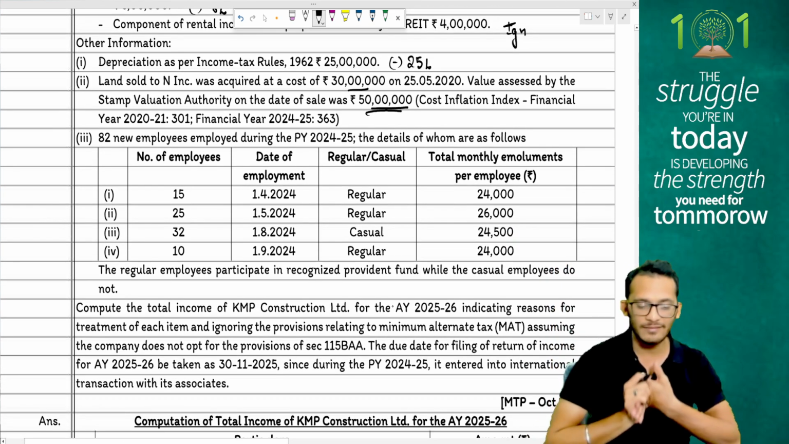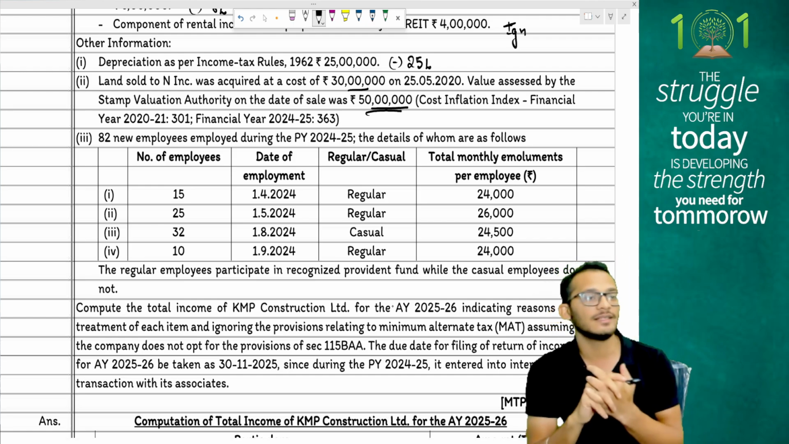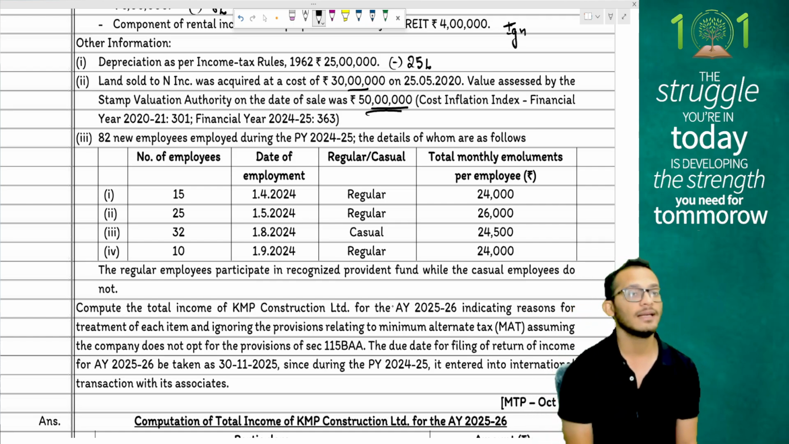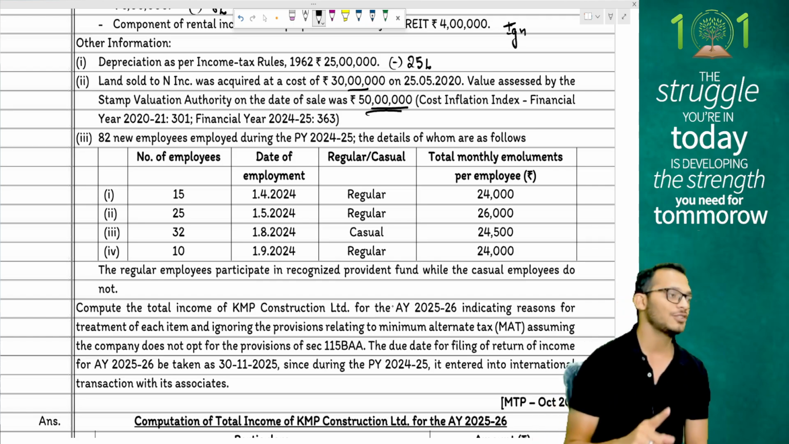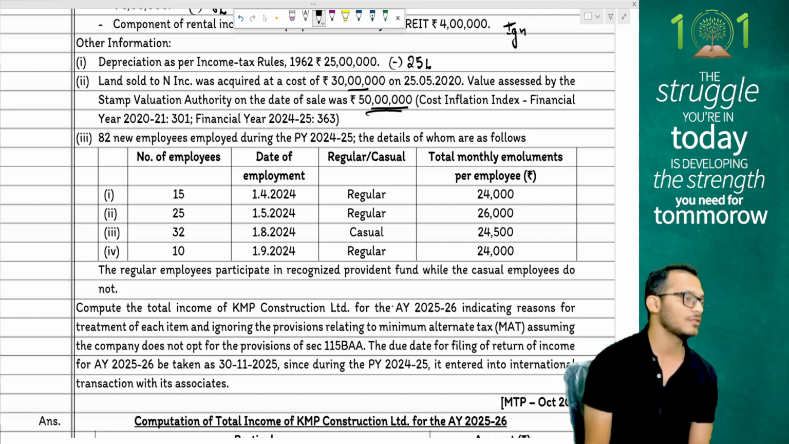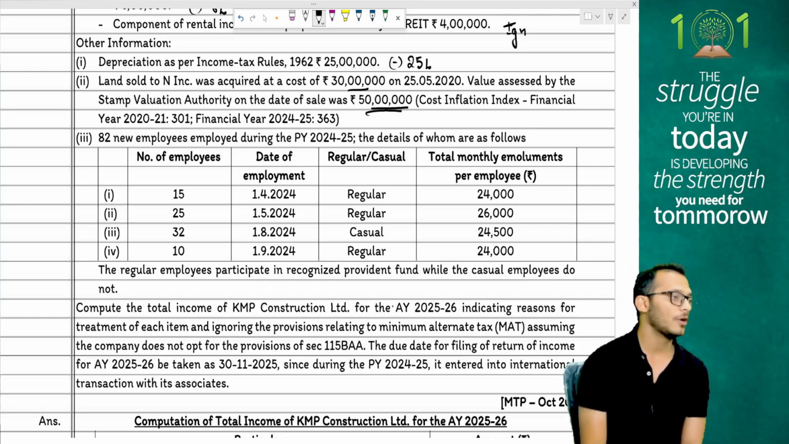The critical one is this one, people. 18 new employees have been employed during the previous year. The details are given to you. I'm going to read each class, and you're going to tell me whether this class is eligible or not eligible. Focus attention on the fact that the entity is into constructions. So therefore it is only 240 days.